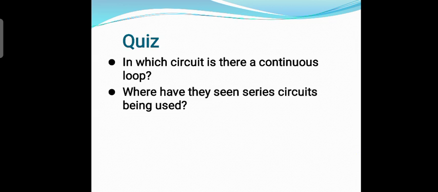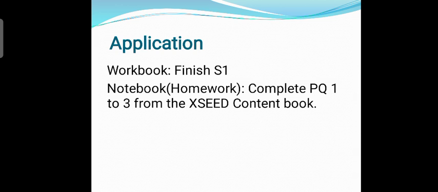Now it's quiz time. In which circuit is there a continuous loop? Where have they seen series circuits being used? Now application part. Finish S1 of your volume book and start completing practice questions 1 to 3 from the Exceed content book.